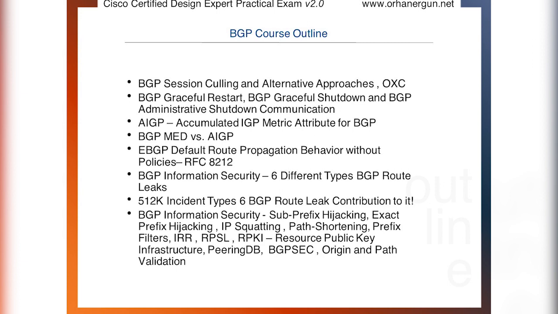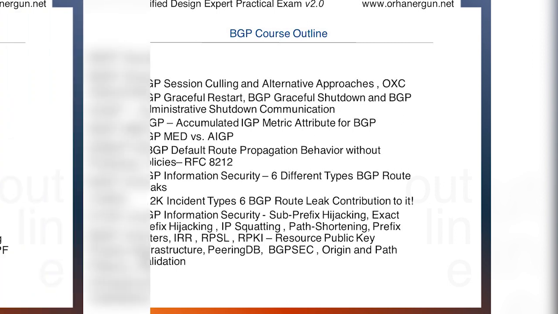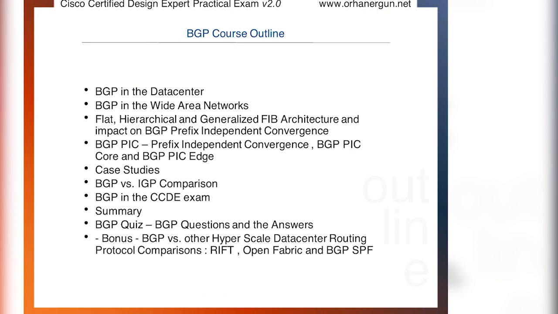We will deep dive into BGP route leaks, BGP information security, sub-prefix hijack, prefix hijacks, then what the prevention mechanisms are, IP squatting, path shortening, lots of attacks we have by using BGP, and how origin validation, path validation, RPKI, BGP-sec, those protocols can help to mitigate this issue. And I think this will be the last.